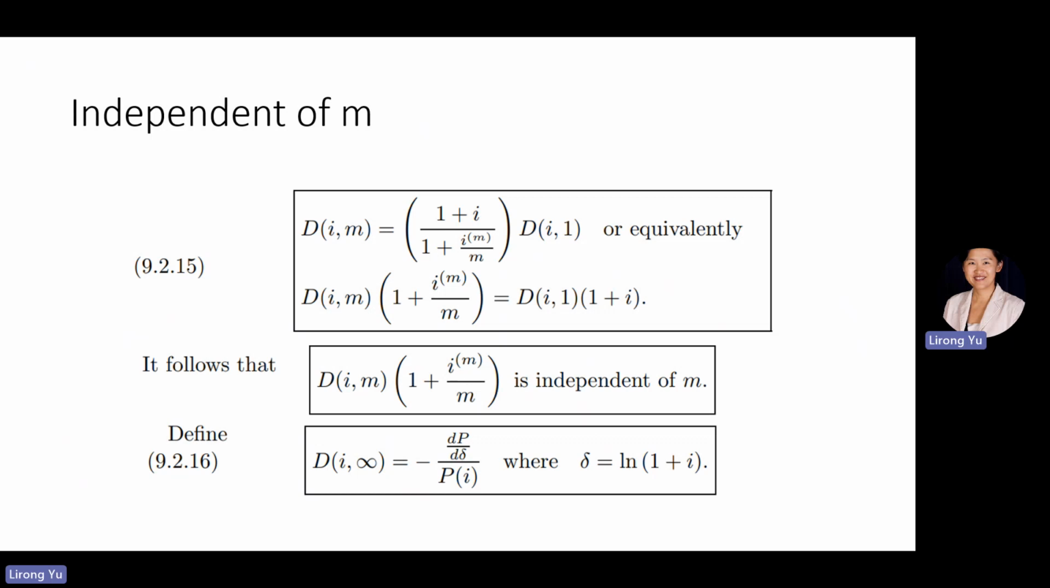As you can see, the left side and right side of equation 9.2.15 have very similar meaning. And we can also define D(i)^(infinity). That is when you are using the continuous compound model. In that case, we will be able to figure out the continuous compound model, and then the compound rate is delta.